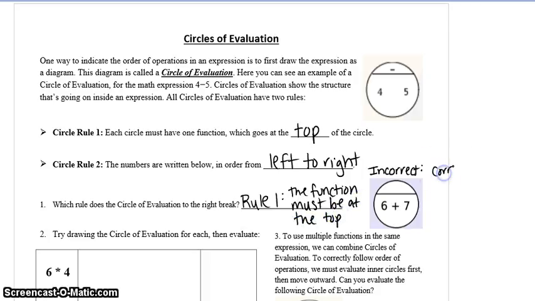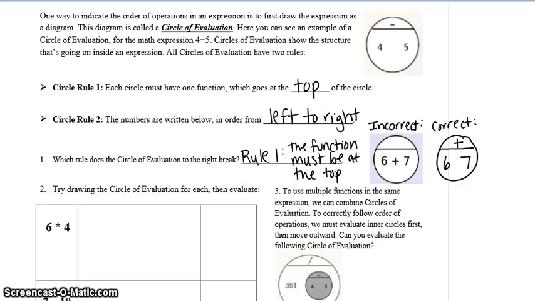So the correct way to draw this circle of evaluation is a circle. We need a horizontal line to divide the top section from the bottom section. We need this plus sign up at the top. It needs to be there in order to follow the rules for circles of evaluation. So the plus is at the top, and 6 is the first number, 7 is the second number. Make sure that you're leaving a space between the 6 and the 7 so that it doesn't look like 67. It's 2 separate inputs, 6 and 7.